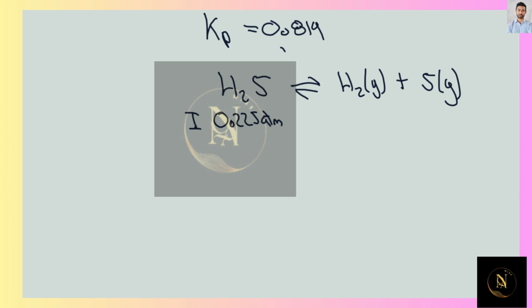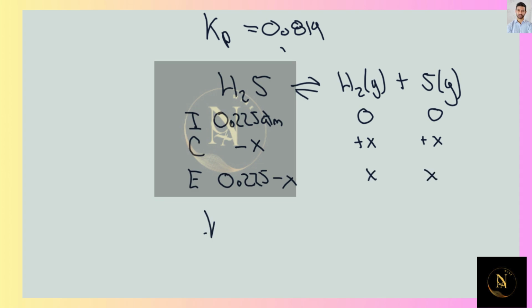So the way to solve this problem is using an ICE table. Initially we have that amount in pressure of H2S. Remember that pressure and amount of substance are two quantities that are proportional to each other. That is why we can use them directly for equilibrium constants and for ICE tables. So if this substance is going to decompose, the amount of change that it's going to experience is going to be minus x atmospheres, creating plus x and plus x. So that means that at equilibrium, what we're going to get is 0.225 minus x, and x.